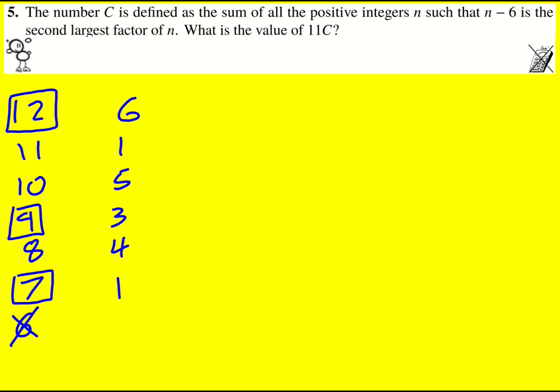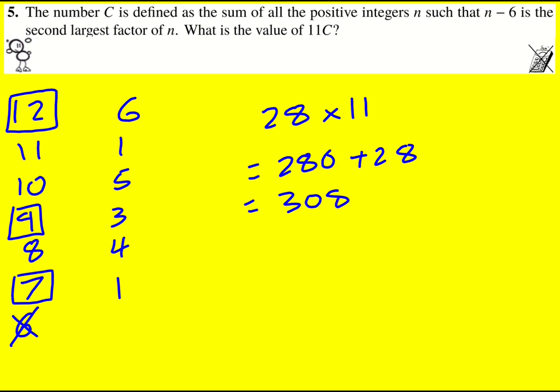We're asked to find, well, first of all, let's find C by adding these up. We've got 16 plus 12, 28. And then we're actually asked for 11C. So 28 times 11, that's going to be 280 plus 28. It's a little multiplication, 10 times 28 and 1 times 28. Add them together, it's going to give 308.